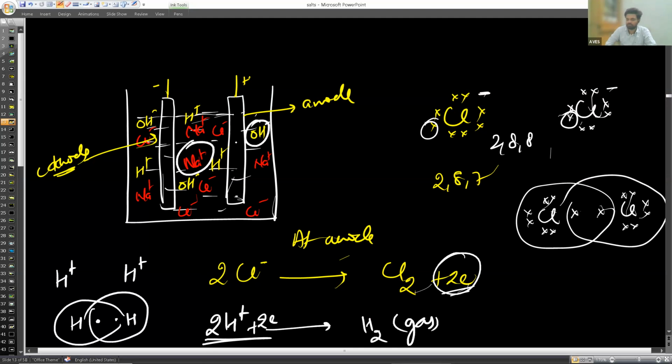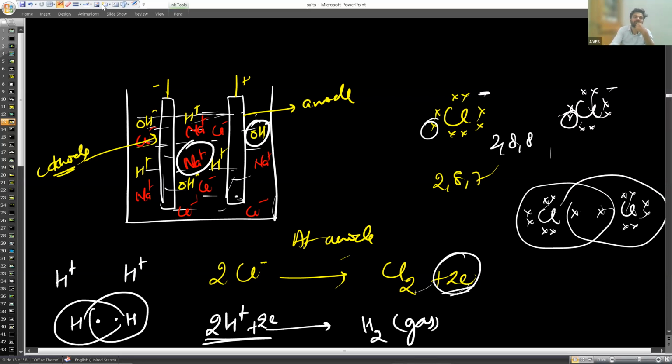Understood? Yes or no? How hydrogen gas is forming at the cathode, and how chlorine gas is forming at the anode. Electron donation is taking place, and Cl minus ions will donate their electron and form chlorine gas. To form chlorine gas, a chloride ion must lose one electron, and then two atoms form a covalent bond by sharing one electron.